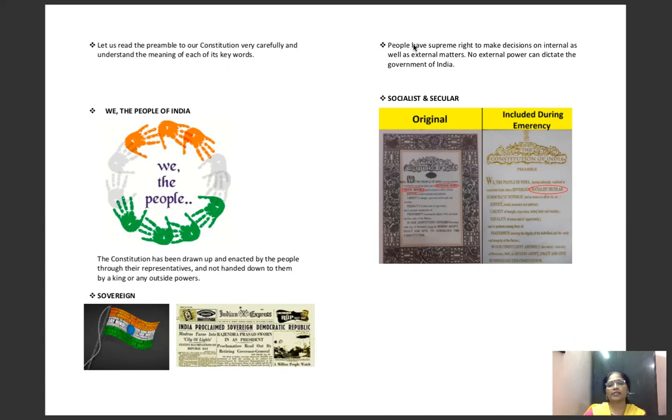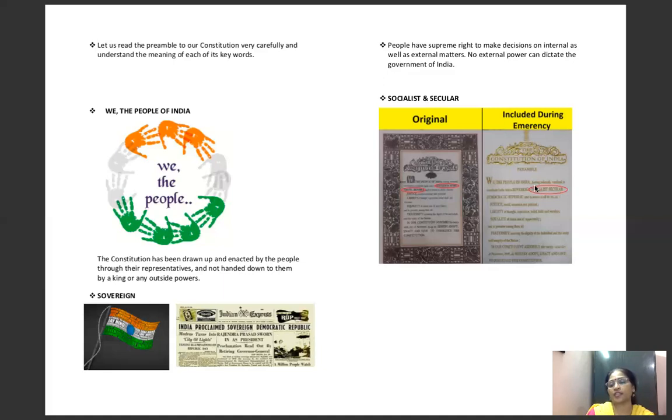Okay? Next comes socialist and secular. Now, as you can see here, there are two preambles. One is the original one, which was written when the Constitution was initially made, and it was adopted on 26th of November 1949. Here we see that these two words, socialist and secular, were not added. They were only added during the emergency.